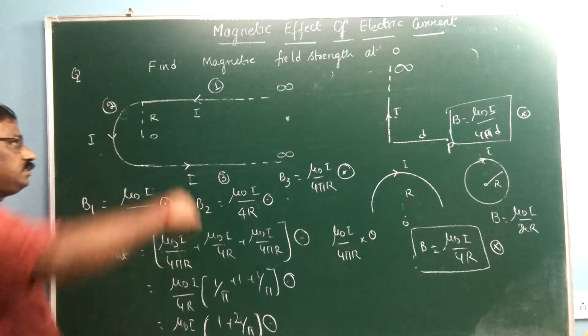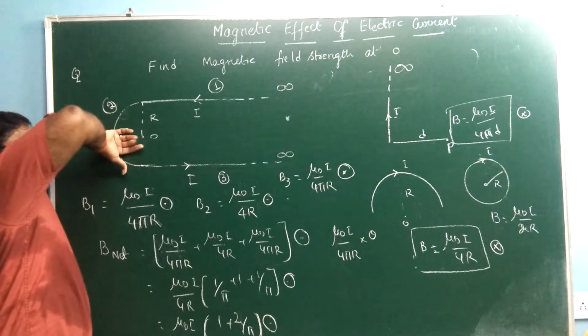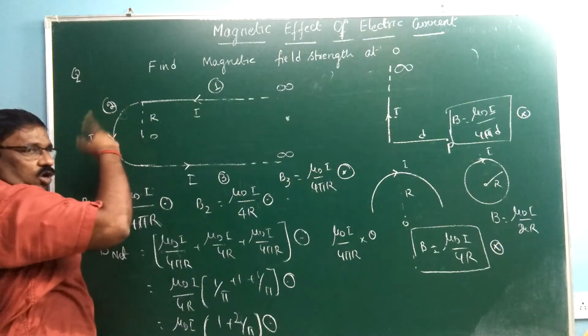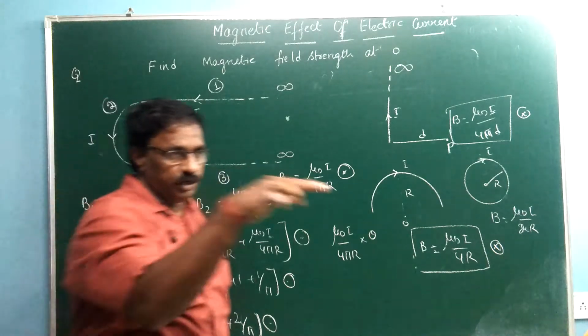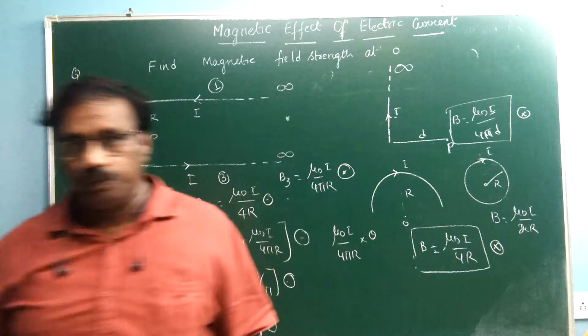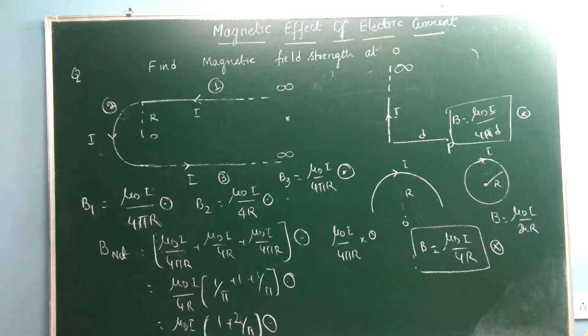Direction out. You can leave it in this manner. Able to understand the directions? Out, out, and this one is also out. But for this, it is better to check clockwise or anti-clockwise. Clockwise is into, anti-clockwise is out. Into means away from you, out means towards you. So any difficulty in this numerical?